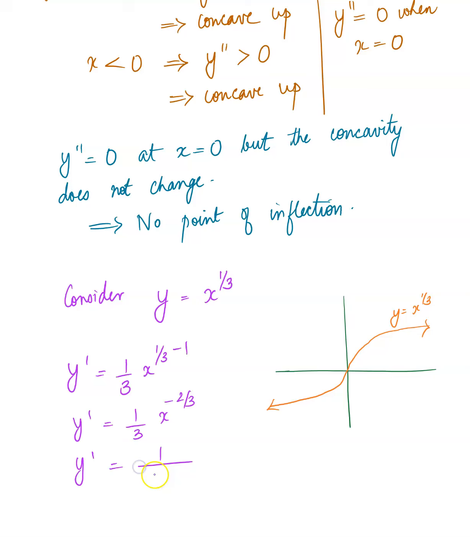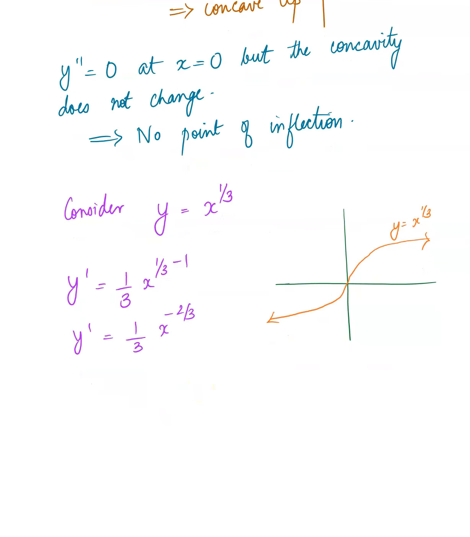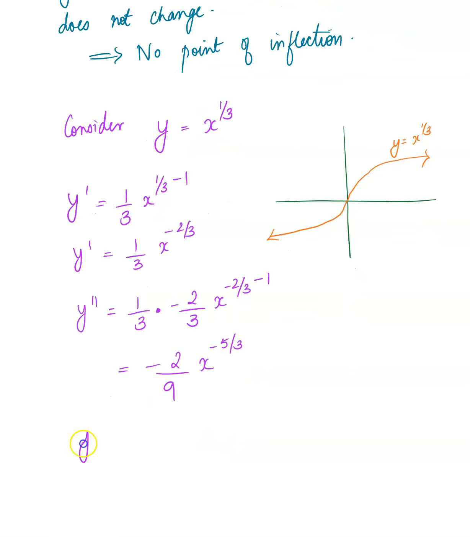So y prime is 1 over 3 x power. You know what? I'll just keep it as it is because it's going to be helpful for y double prime. So I'll keep it that. That's going to be 1 over 3 times negative 2 over 3. Y double prime will be 1 over 3 times negative 2 over 3 x power negative 2 over 3 minus 1. Negative 2 over 9 x power negative 5 over 3. So y double prime becomes negative 2 over 9 x power 5 over 3, right? Move it down.